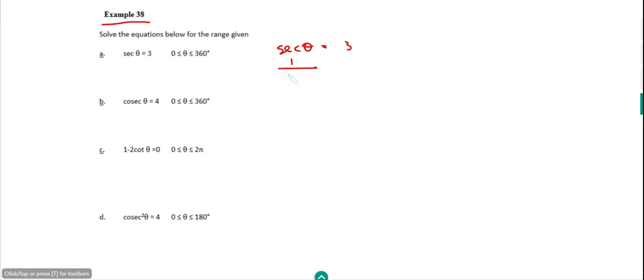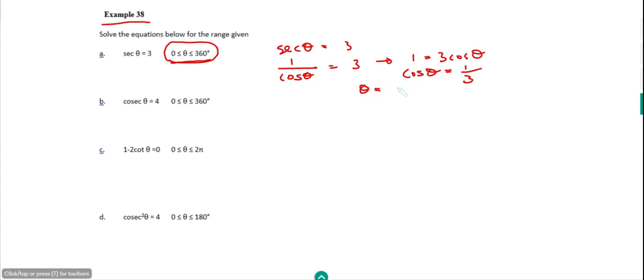Since sec theta is 1 over cos theta, then we've got 1 over cos theta equals 3. If we rearrange that, 1 equals 3 cos theta, and then cos theta equals 1/3. We make sure we're in degrees mode on the calculator, because the range is given in degrees. It doesn't always specify in the question whether we want the answer in degrees or radians, but it's implied by the way the range is given. So from this, theta, our working angle, is given by cos minus 1 of 1/3.